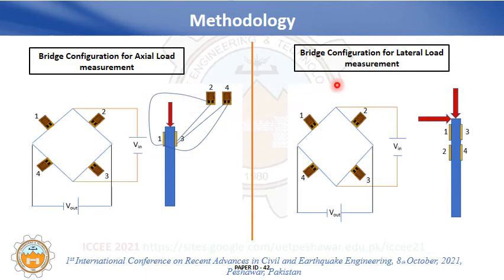Wheatstone bridge configuration for lateral load measurement consists of 4 active strain gauges. There are no dummy strain gauges. All the strain gauges are subjected to mechanical strain. This configuration is such that no change in strains occurs due to the axial load.